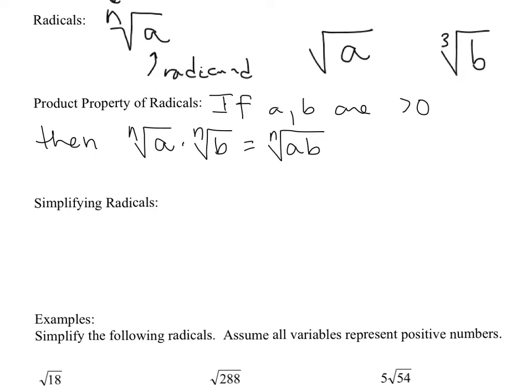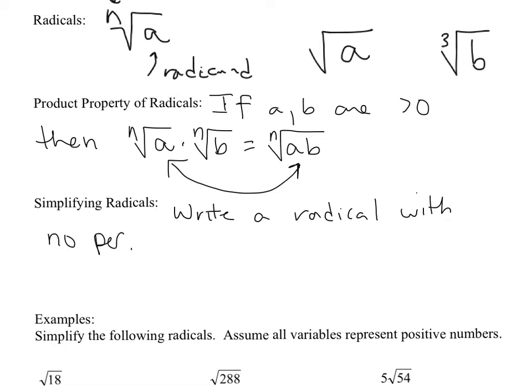And something very important, this actually works both ways. So you can take 2 and you can multiply it together under the same root, or you can take something that's multiplied together and break it into 2 roots. So going the other way is how we will do what's called simplifying radicals. Simplifying radicals is when we will write a radical with no perfect factors, no perfect root factors.